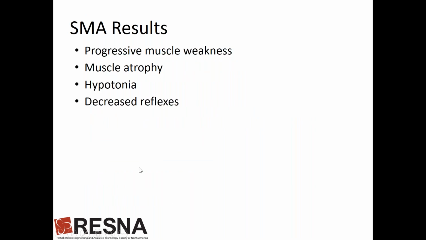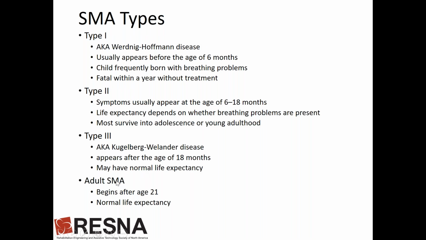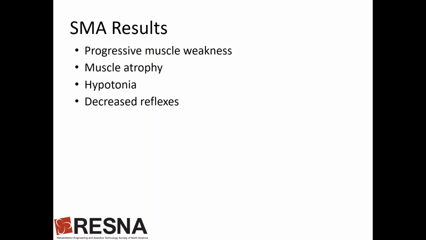So there's adult spinal muscular atrophy that begins after the age of 21, and you have a normal life expectancy. I saw a gentleman on Tuesday that had this, and it was really interesting to me because it caught me a little bit off guard because I don't see a ton of the adult SMA. Again, depending on where you're at, if you don't see a lot of neurologic, you might not run into them. They do have progressive weakness with the muscle wasting, definitely low tone, and definitely low reflexes.